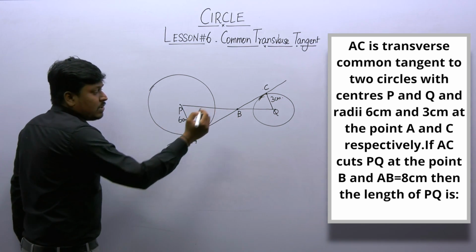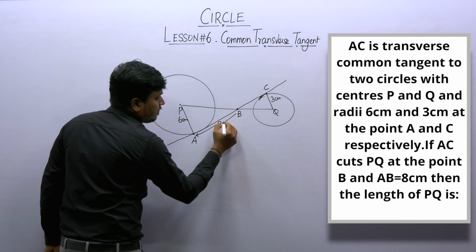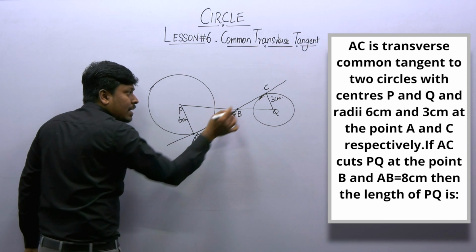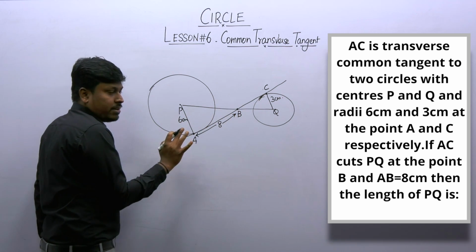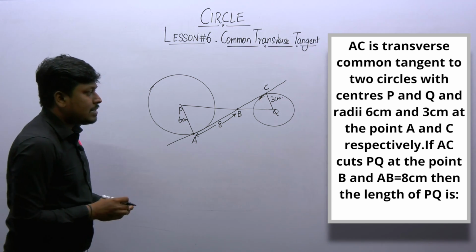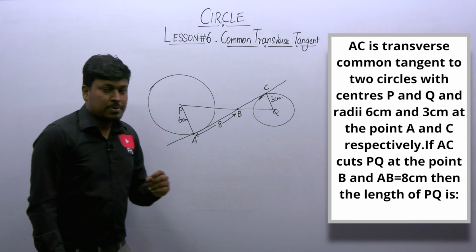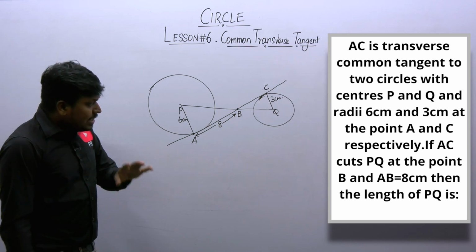Understood? And the length of AB is given. So this length they have given is 8 centimeter. Only this length is given, not the complete common transverse tangent length. Only this length alone is given, that is 8 centimeter. So now what is our target? The length of PQ. So our target is to find PQ. Just listen here. Very easy question.